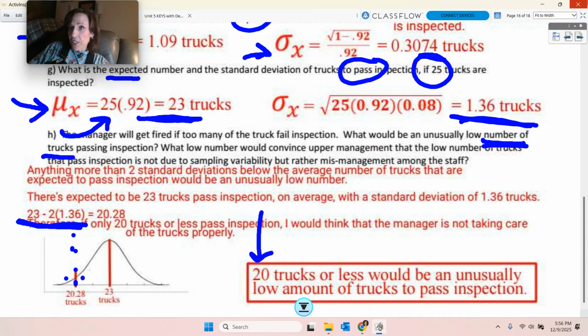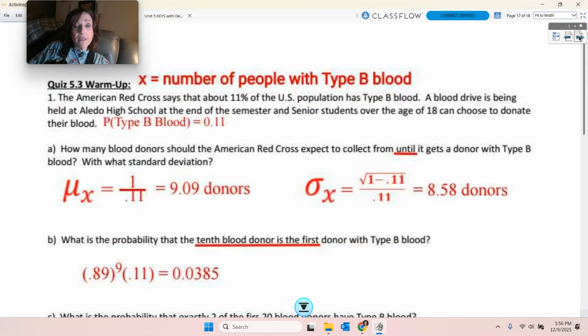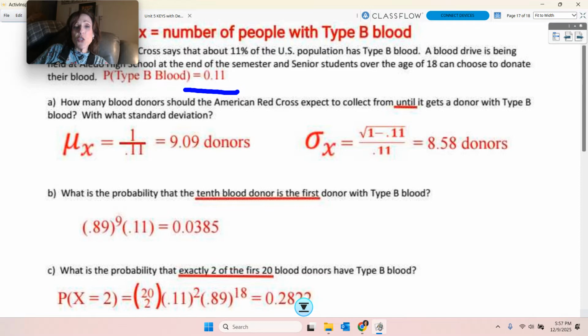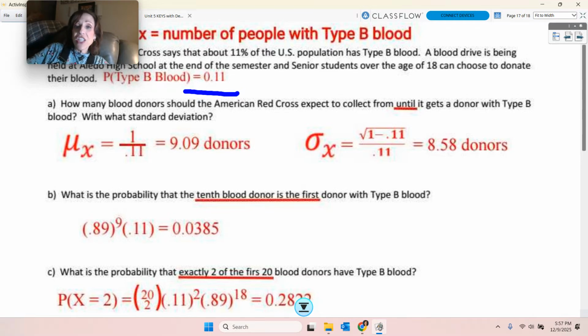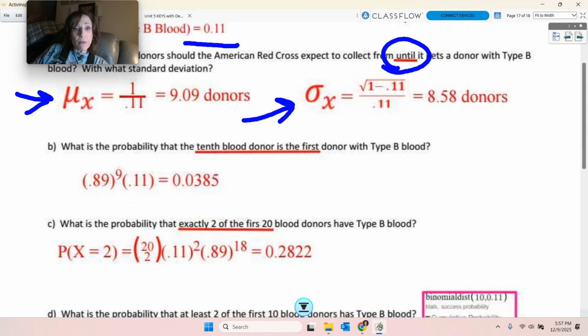All right, and so then here is our last page where X is the number of people with type B blood. The probability of getting a type B blood person was 0.11. So how many do you expect to check until you get the first type B blood? That's a geometric probability until the first occurs. Geometric mean formula, geometric standard deviation formula with that 0.11 plugged in.